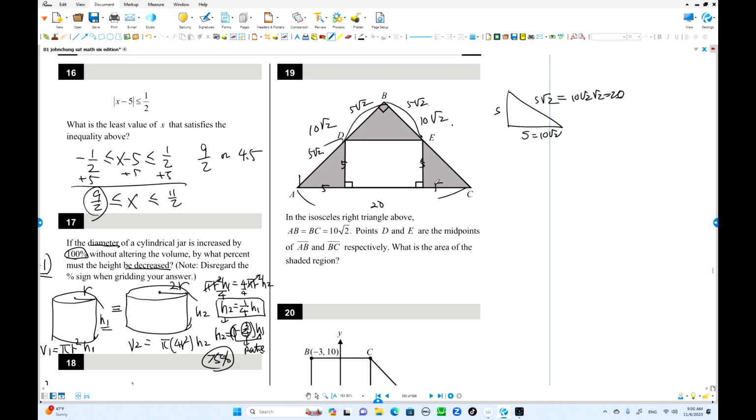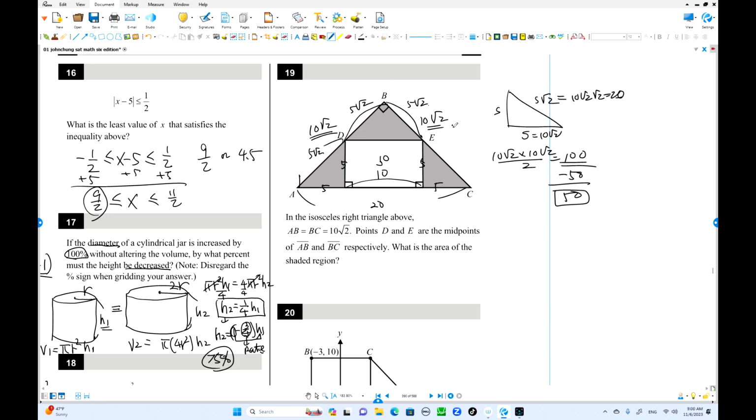So after you find the entire area and take off the area of this rectangle, it's okay too. The entire area is how much? 10 root 2 times 10 root 2 divided by 2, which is 100, isn't it? This area is how much? This one's length is what? 20 minus 5 and 5, that is 10. 5 times 10 is what? 50. When you take off 50, you get the area of the shaded region.